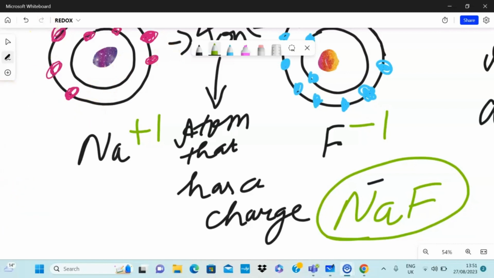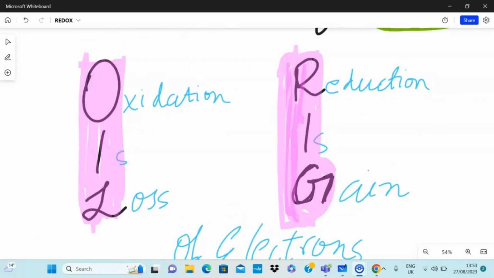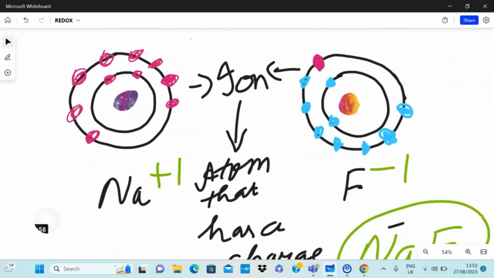Now, all these 10 minutes, you might be wondering, oh my gosh, I was here for redox, not for bonding. Well, I'm coming to that. Remember OIL RIG. Oxidation is loss, and reduction is gain of electrons. So if I go back to my example here, sodium decided to give away its electrons. I know it has a positive charge. In chemistry, it's always the opposite. If it gives away, it's a plus. If it takes, it's a minus.